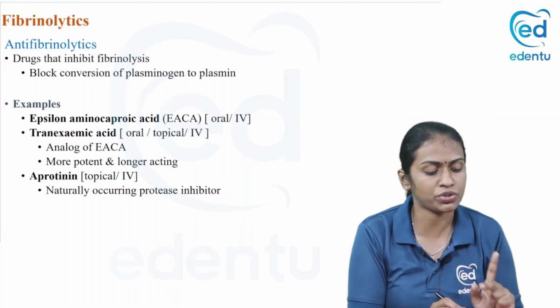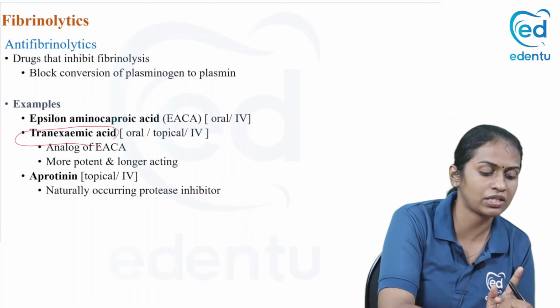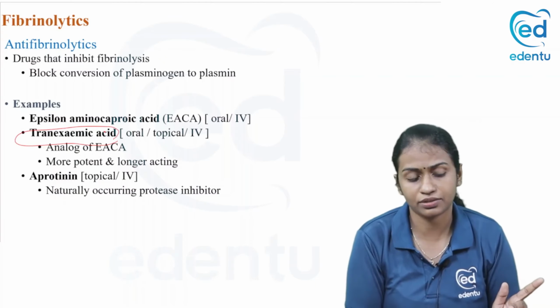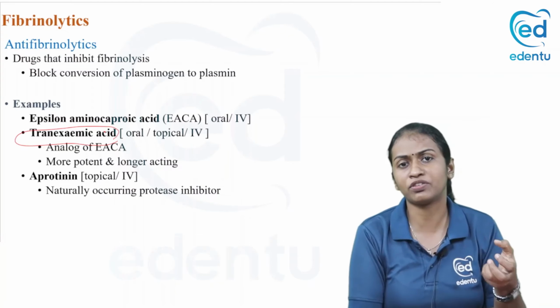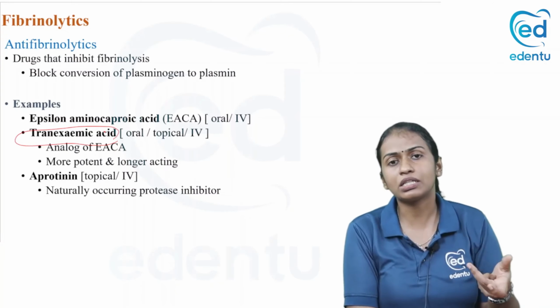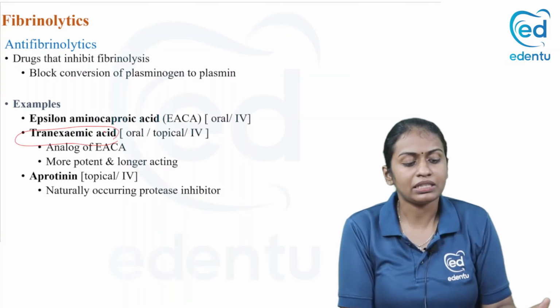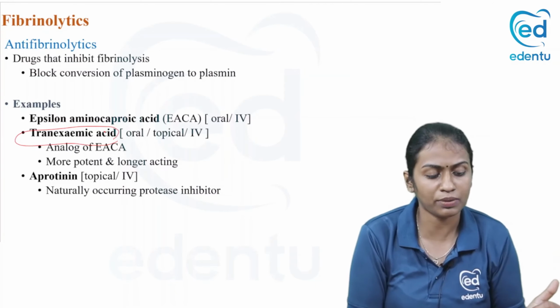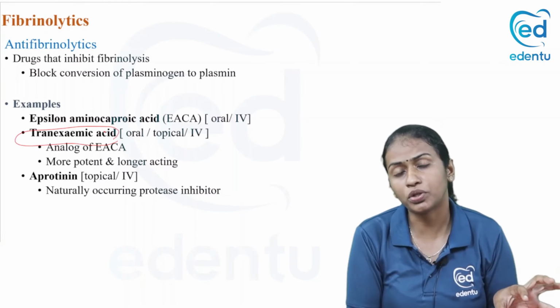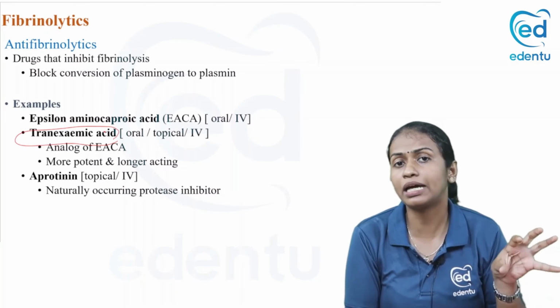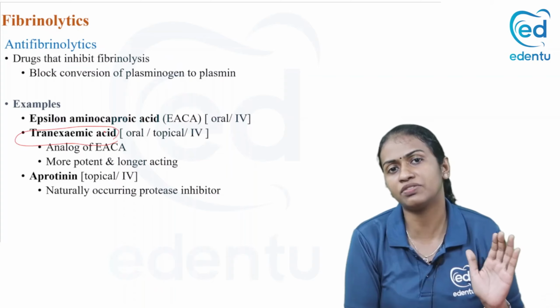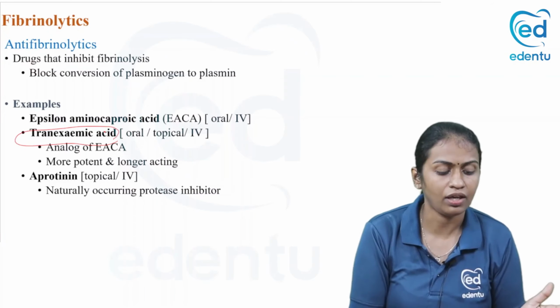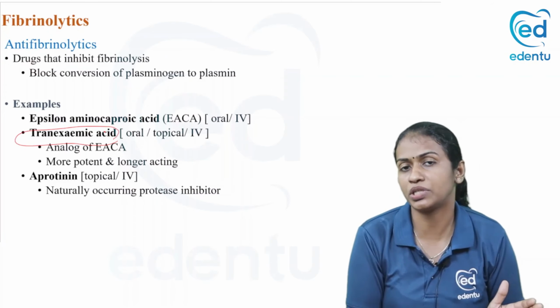Most frequently used agent is tranexamic acid, or the common brand names you've heard, Trapic and Methanol. So that contains tranexamic acid. It is an analog of epsilon aminocaproic acid. It is more potent and longer acting than EACA. Other one is aprotinin. Again, we can give it topically or as IV. It is a naturally occurring protease inhibitor.